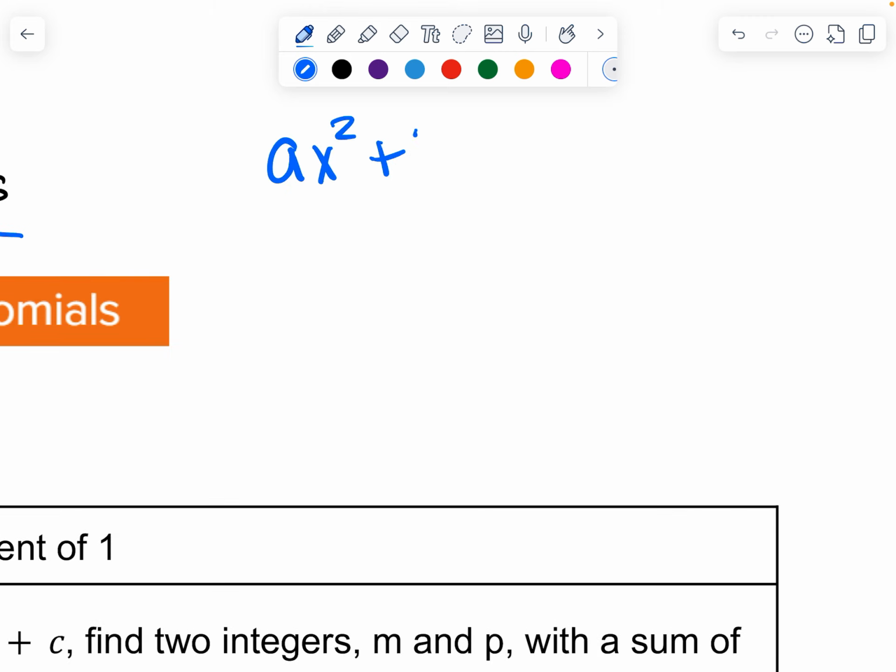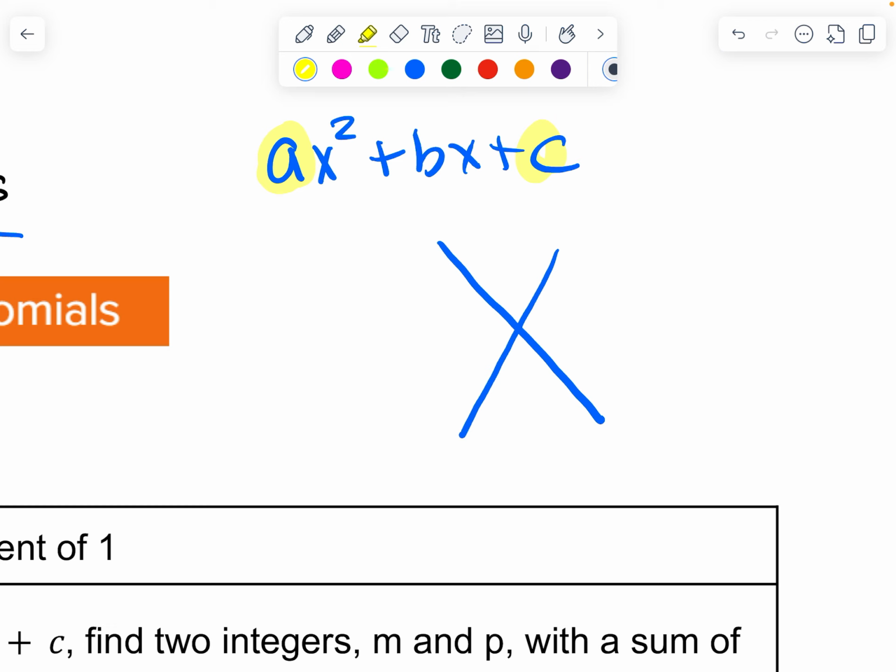Ax squared plus bx plus c. That's standard form for a trinomial. What we're going to do is multiply these coefficients together, and they're going to go up front. Okay? Then we are going to take our b value, and it's going to go here.